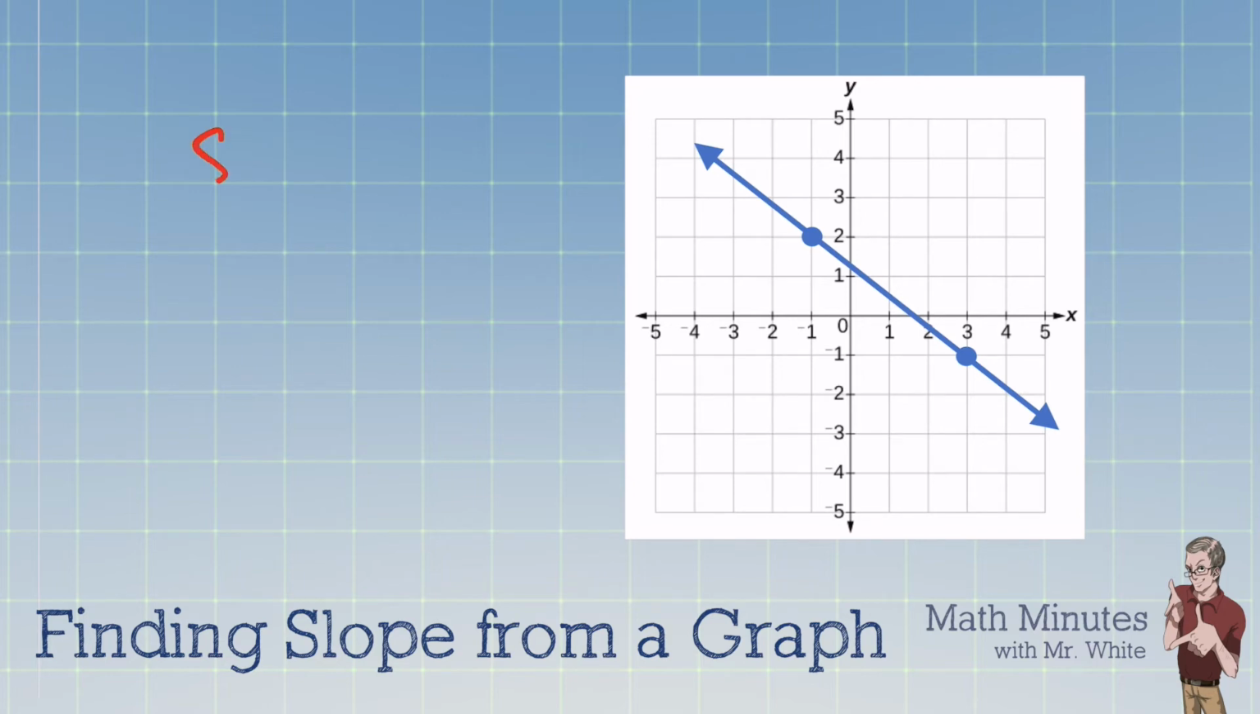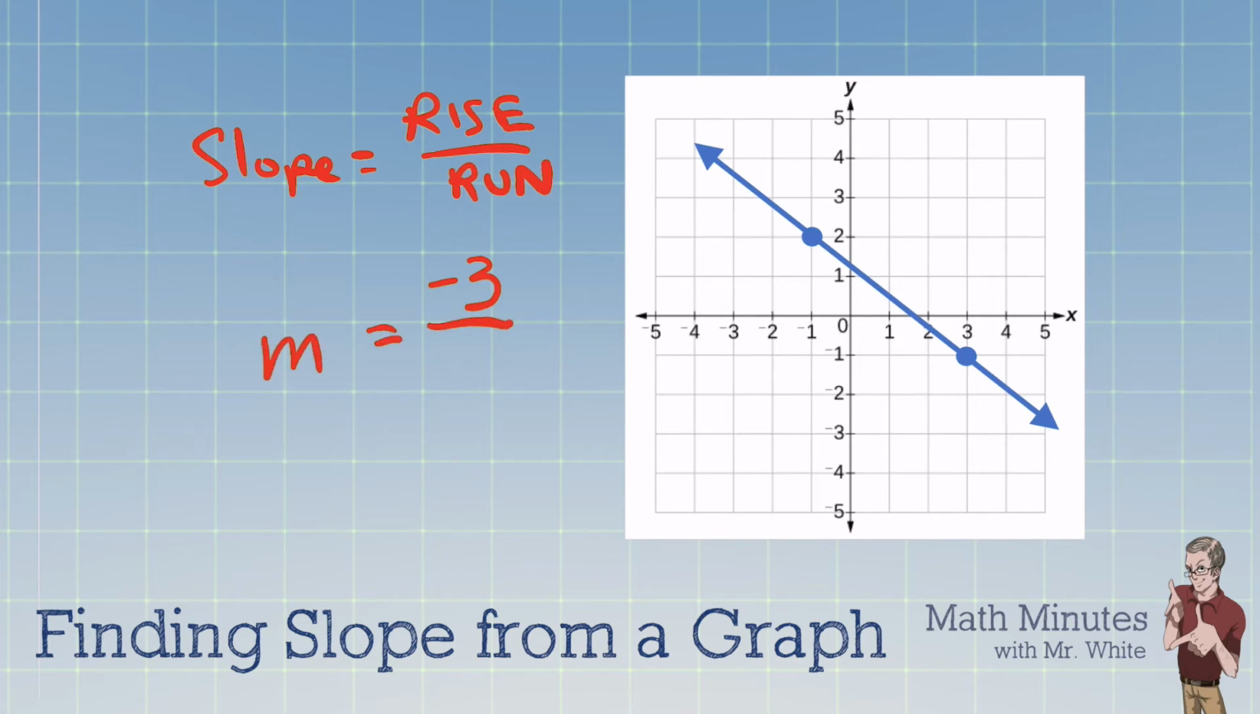Now remember, slope, I'll write it one more time here. Slope is rise over run. But this time we're not rising, are we? We're going to start on the left, and we're going to go down. How many is that? That looks like 3 to me. So I'm going to put a -3 here on the top of my fraction.